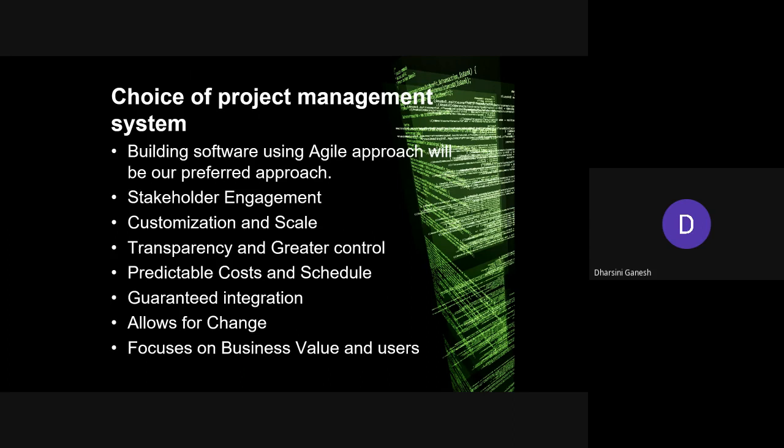Customization of the product is possible as and when we develop. There is greater transparency and greater control over the development and the requirements as well. Cost is pretty much predictable, and the schedule is also predictable and very well planned in advance. Guaranteed integration: we already know that we are building the system, so all the existing or new integrations are guaranteed. It allows for change, because that is one of the pros of agile methodology, and it purely focuses on business value and making the end users happy.